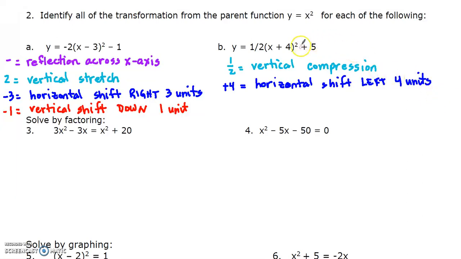And then the number that's outside of the parentheses, that +5, is going to cause a vertical shift. And we're going to go up 5 units.